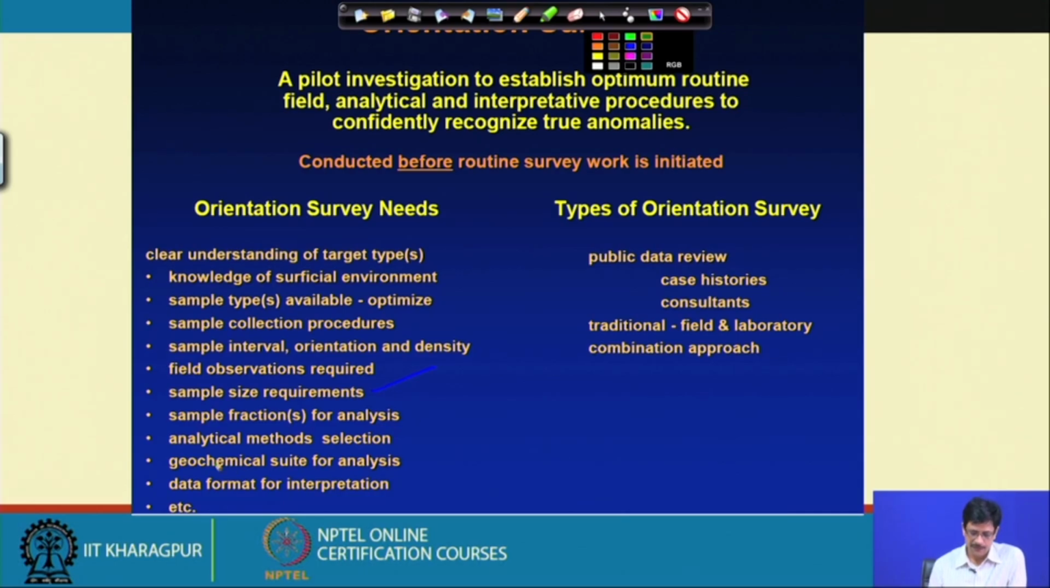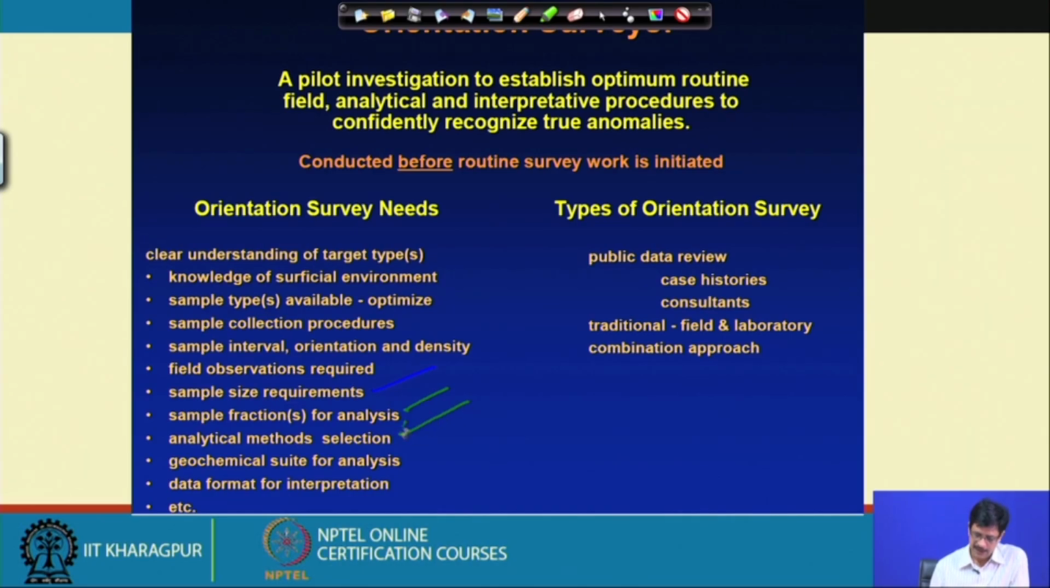Then there are the field observations required, the sample size requirements, and which fraction of the sample is to be analyzed. The metals of interest may not always be present in all the fractions of the soil, which is a mixture of all different size fractions. Sometimes it may be the very small fractions, less than 2 millimeter, even the clay particles, where the metal of interest may be more because of adsorption, and the coarser particles may not have the metals. That decision has to be made initially very firmly, on which fraction has to be analyzed.